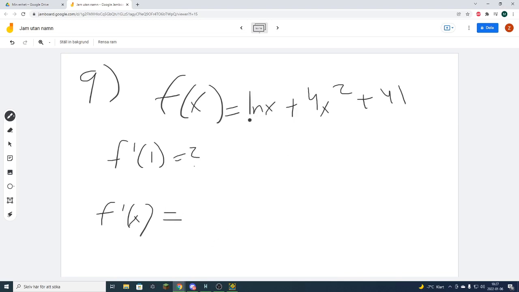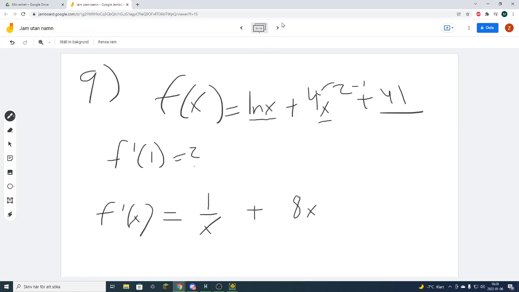So the derivative of natural log of x is just 1 over x plus 4x squared. We know the power rule, so we carry the exponent, and then we subtract 1. So we get the derivative of 4 times 2, which is 8x to the power 2 minus 1, which is to the power 1, which you don't write, so plus 8x. And then, of course, we have a constant, and the derivative of a constant is always 0. And as such, f prime of x is equal to 1 over x plus 8x.